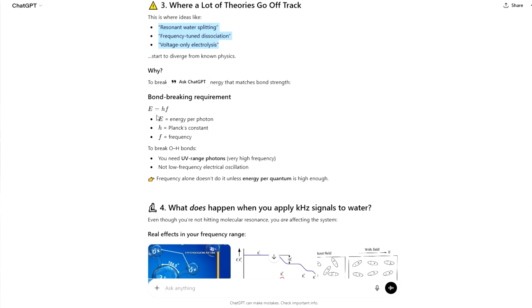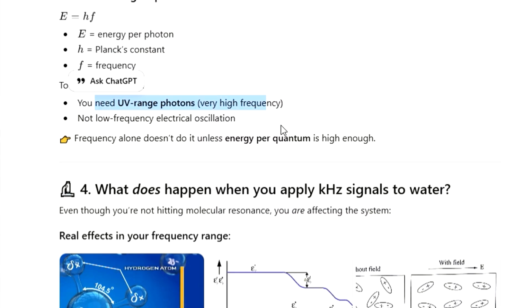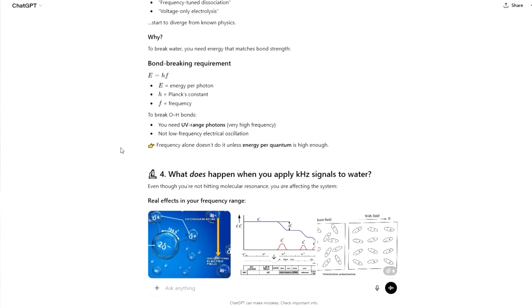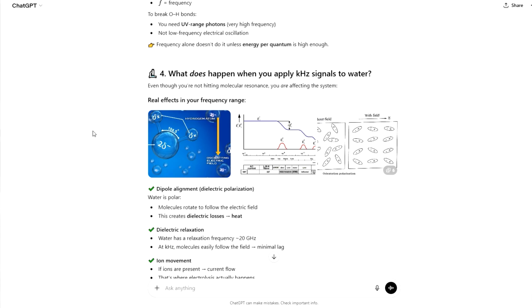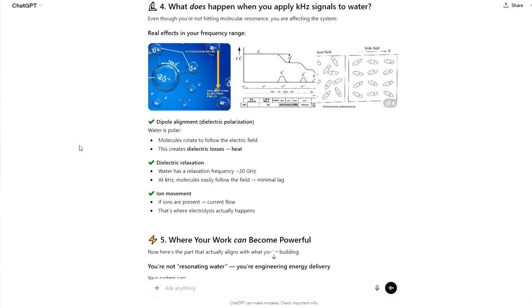Bond breaking requirement: obviously it tells me it needs a ton of energy to break that bond. That's obvious. You need UV range photons, high frequency, not low frequency electrical oscillation. Frequency alone doesn't do it unless energy per quantum is high enough. So what just happened when you apply kilohertz signals to water? I'm not sure if it's really getting what I'm trying here. I'm not applying kilohertz signals in LEDs, let's say. Dipole alignment. Interesting, yet that does the thing. Dielectric relaxation and ion movement.